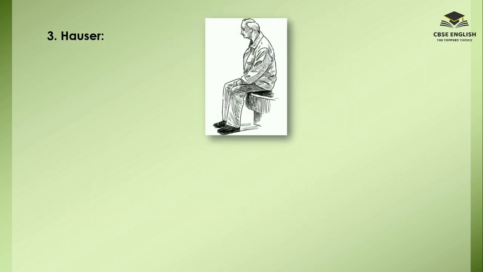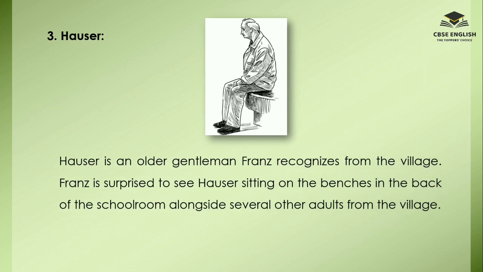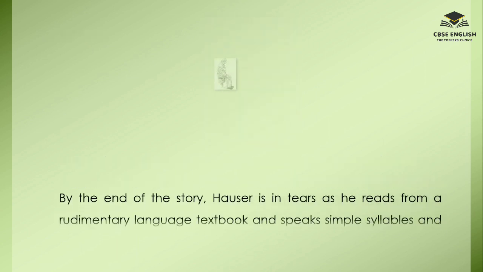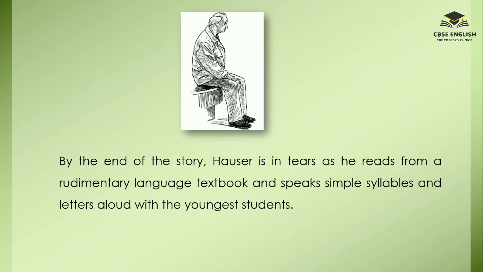Number 3, Hauser. Hauser is an older gentleman Franz recognizes from the village. Franz is surprised to see Hauser sitting on the benches in the back of the schoolroom alongside several other adults from the village. By the end of the story, Hauser is in tears as he reads from a rudimentary language textbook and speaks simple syllables and letters aloud with the youngest students.